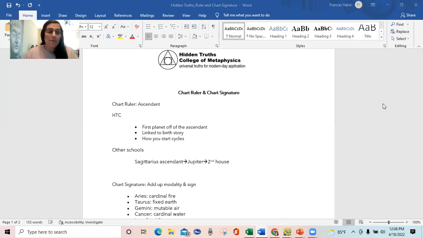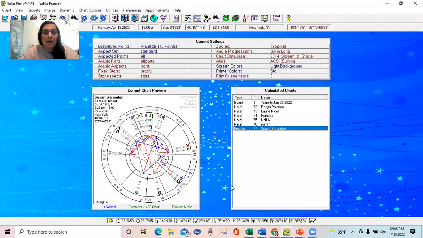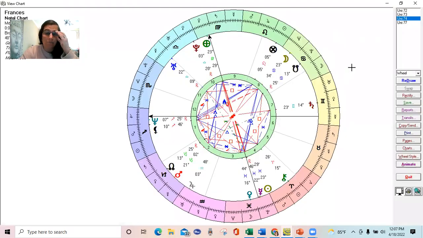So first, let's talk about the chart ruler. If you have Googled or read other texts, as many students do, and I highly encourage that, you're going to see the chart ruler linked to the ascendant. So I'm just going to show you my chart, and I'm going to send you the notes. We'll send out an email with the link and the attachment that I'm sharing today. So this is my ascendant.